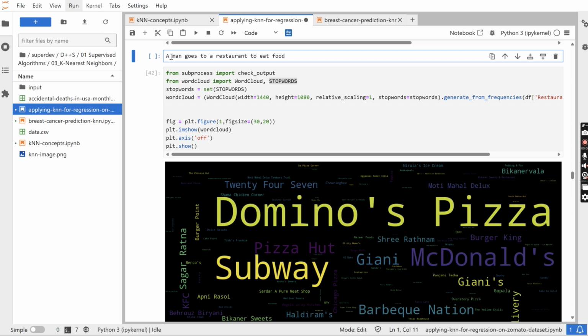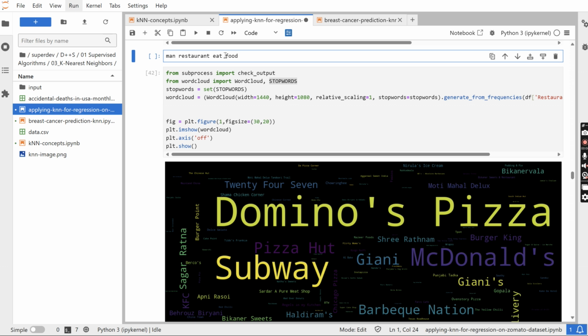they are connecting words. For example, a, to. So these are nothing. If I say this much, you will still be able to understand what I'm trying to say. Man, restaurant, eat food. You would instantly understand: maybe the man went to a restaurant to eat food.